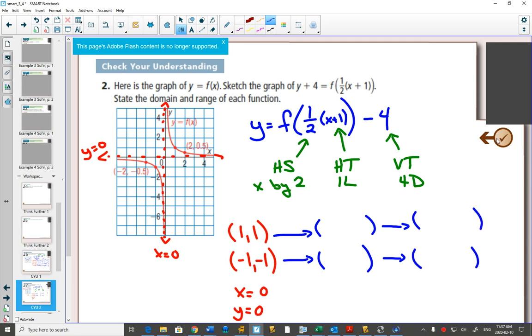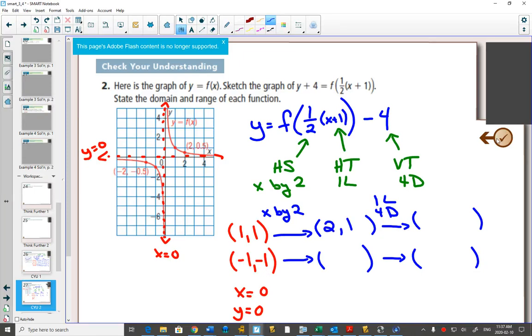Stretches and compressions and reflections first. Can you see we only have the one stretch? So above this arrow, I'm going to write x by 2. We have 2 translations, so above the second arrow, I'm going to write both of my translations. 1 left and 4 down. So x by 2, 2, 1.